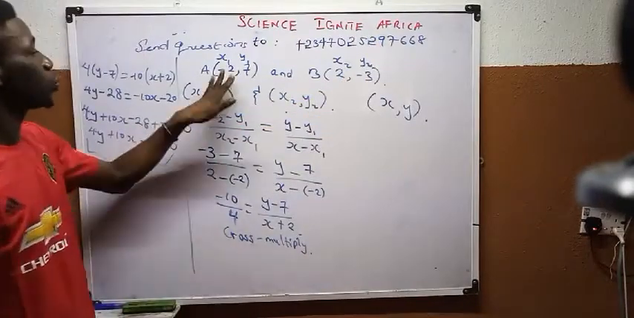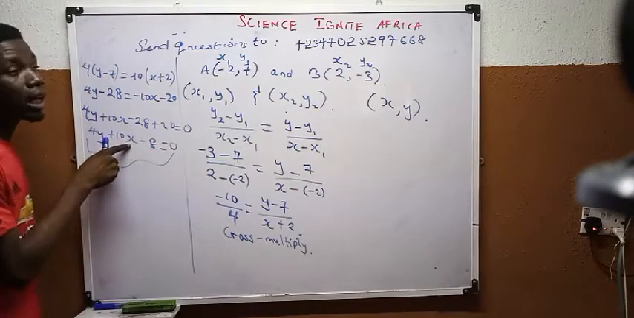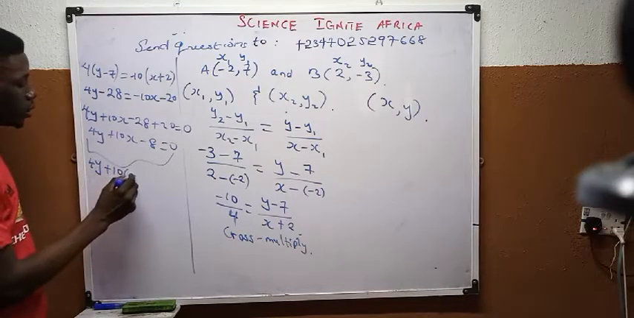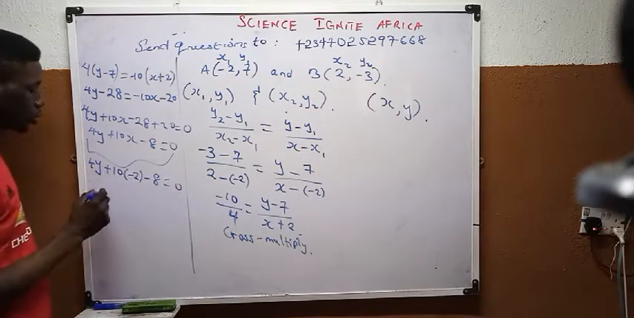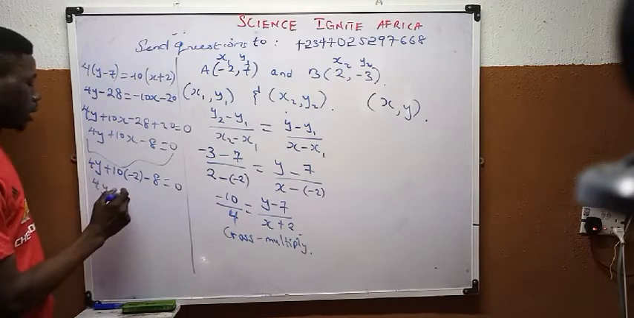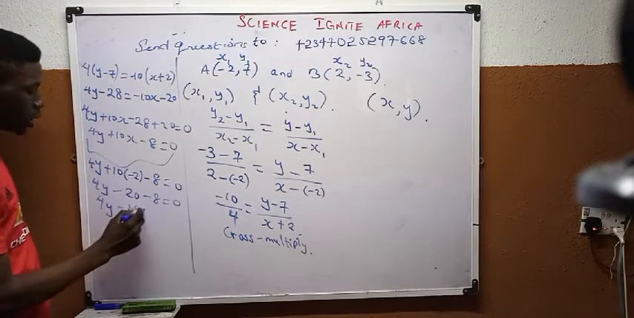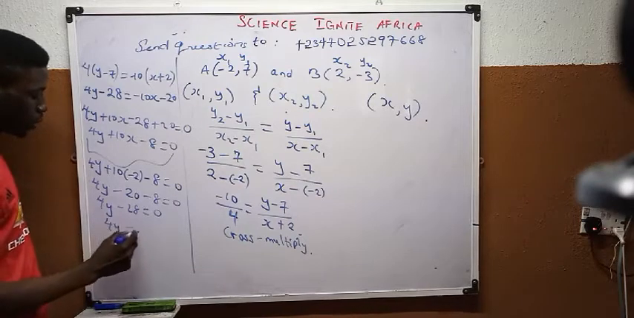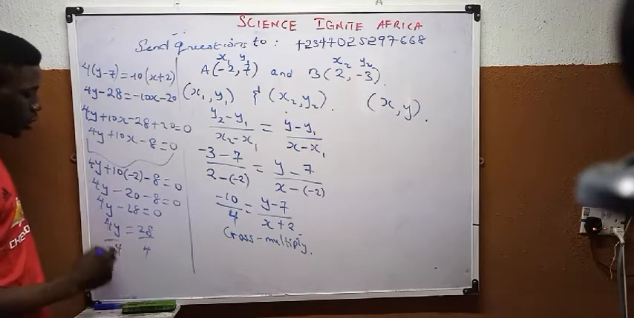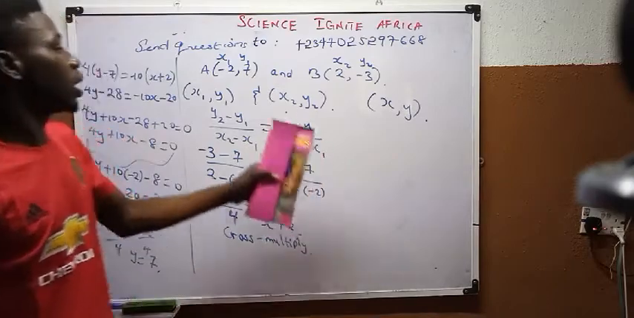Let us test with this equation that we have gotten. So let's just pick minus 2 and see if we will be able to produce 7. If I put x to be minus 2 in this place, that will be 4y plus 10 bracket minus 2 minus 8 equals 0. This implies 4y minus 20 minus 8 equals 0, so 4y minus 28 equals 0. Then 4y will be equal to 28. Dividing both sides by 4, y will be equal to 7, which is confirmed. Which is right.